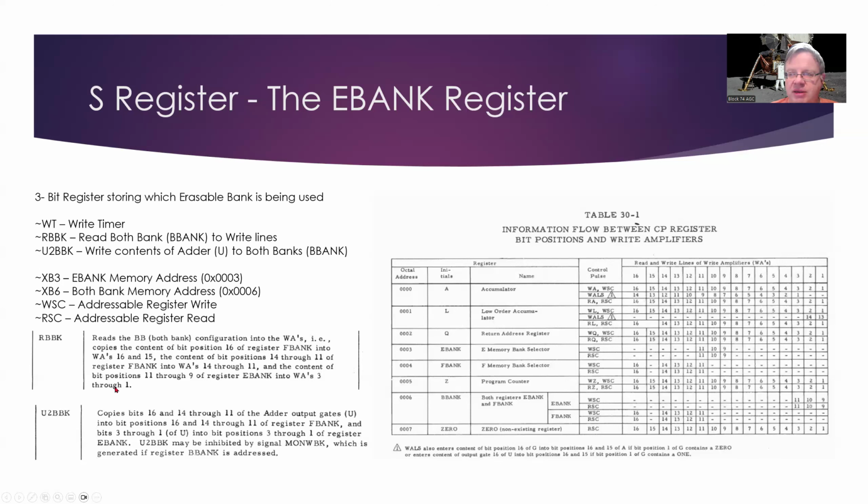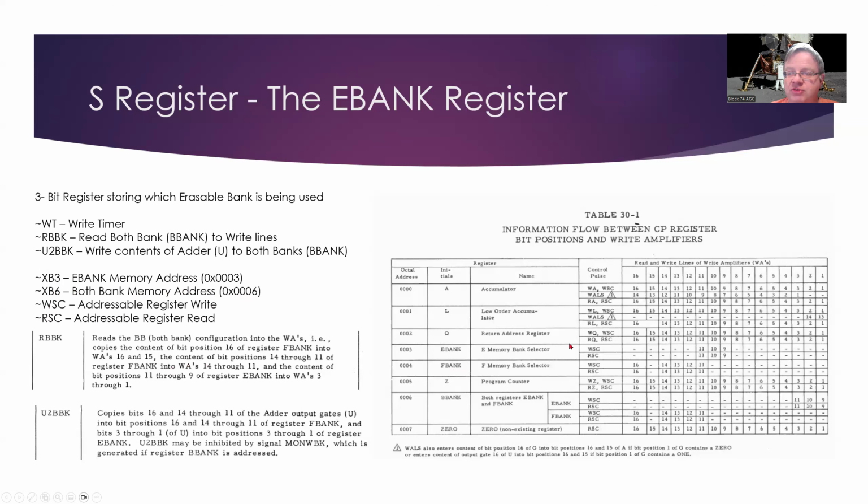Now, there's also another way that data can be written into and out of the EBANK. Like many of the central registers that we talked about, there's a direct addressable mode, whereby the contents of those registers are used as if they are memory. So we have the XB3, or memory address octal 0003, which refers to the EBANK. And then there's also XB6, which refers to both banks, so the BB, which is octal 0006. Those are both written and read through the WSC and RSC control pulses.